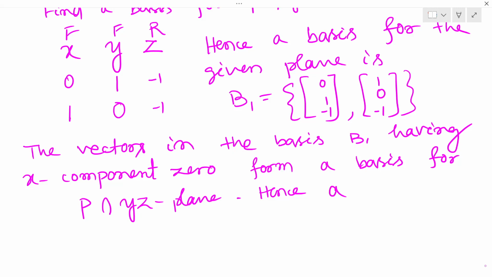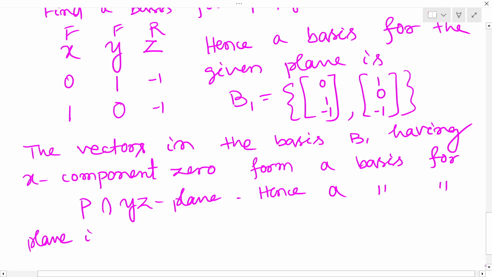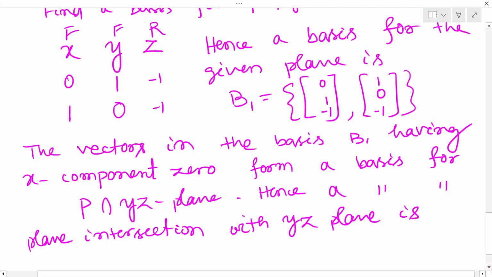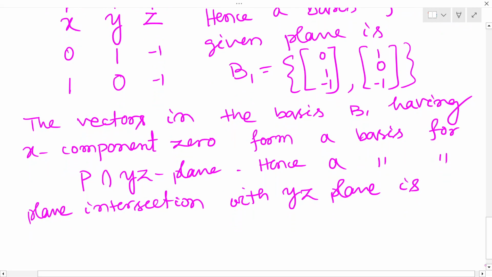Hence, a basis for the plane intersection with YZ plane is how much? What will be the answer? B2 is equal to 0, 1, minus 1.